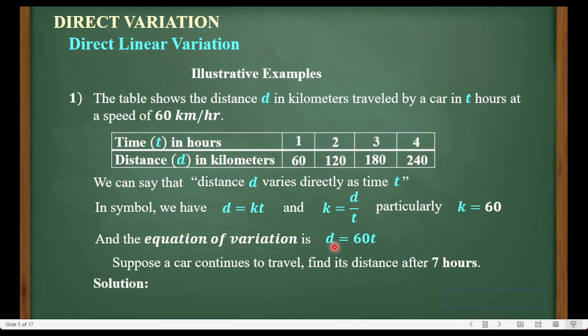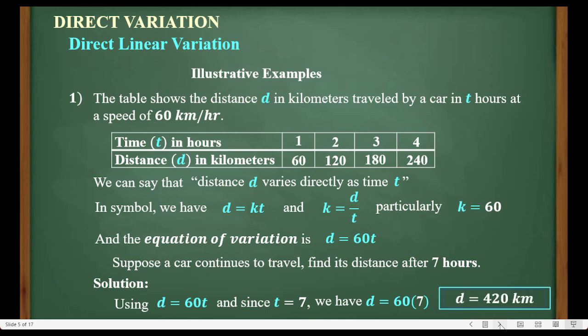Now, making use of this equation of variation, we can get the distance covered by the car. And we simply substitute the value of t, which is equal to 7, and simplify this right side of this equation. And that is 60 times 7, or that is 420 kilometers. Okay. So this is the distance already traveled by the car after traveling for 7 hours.